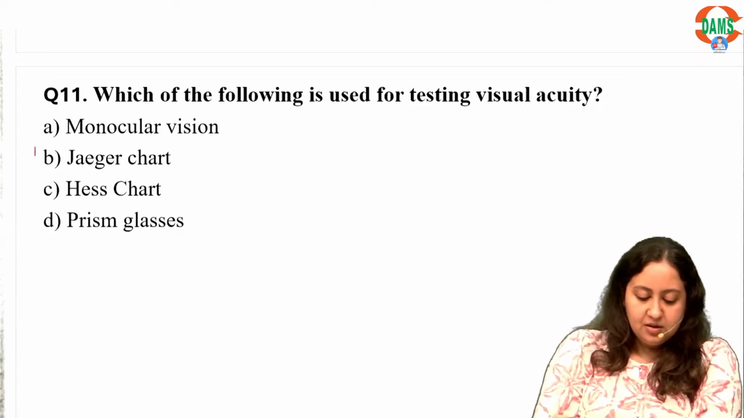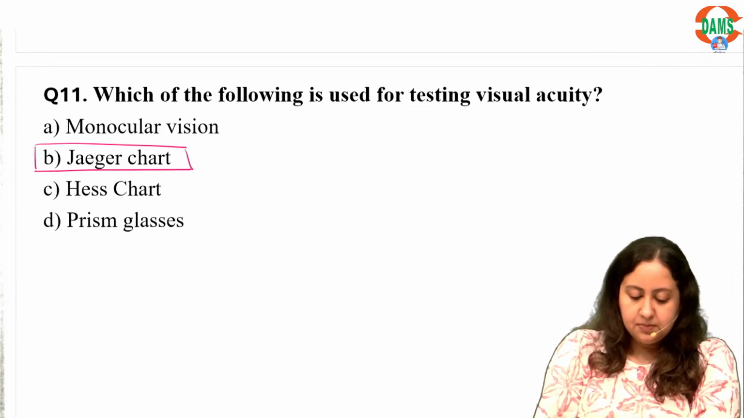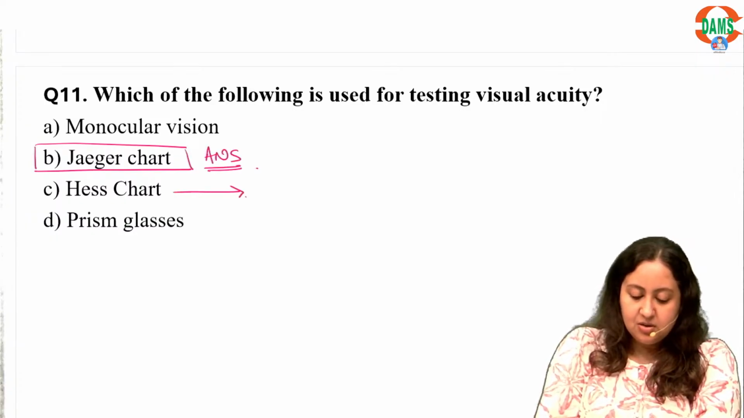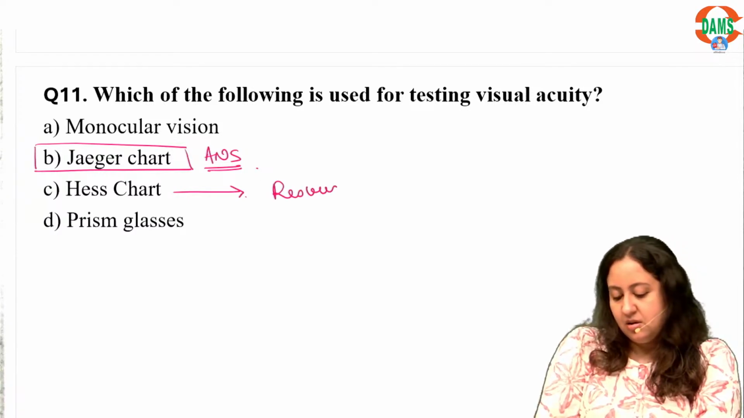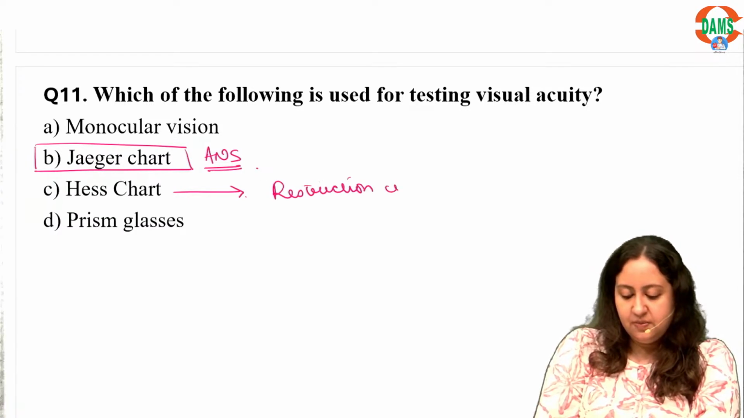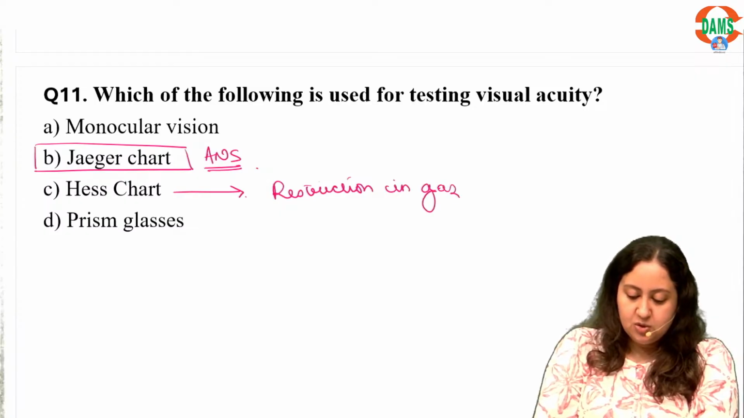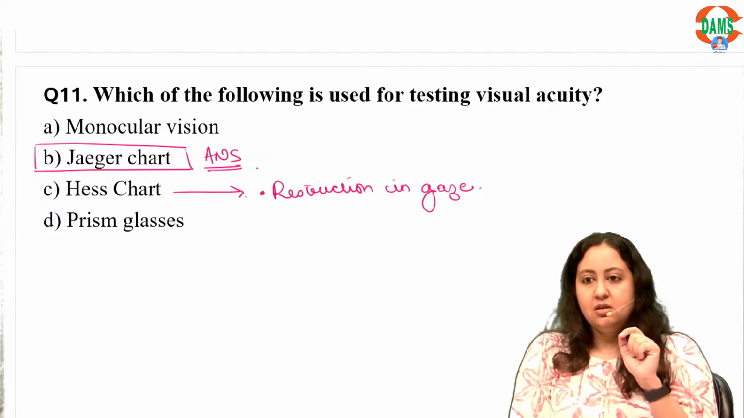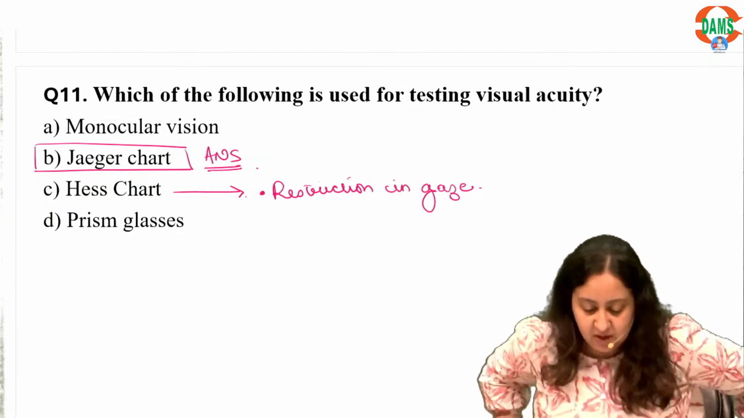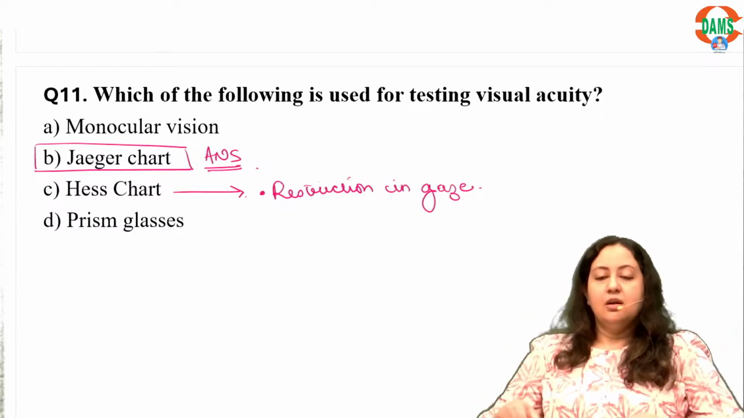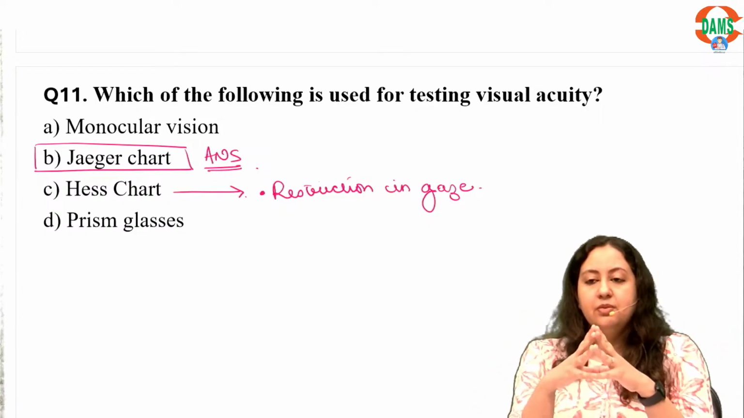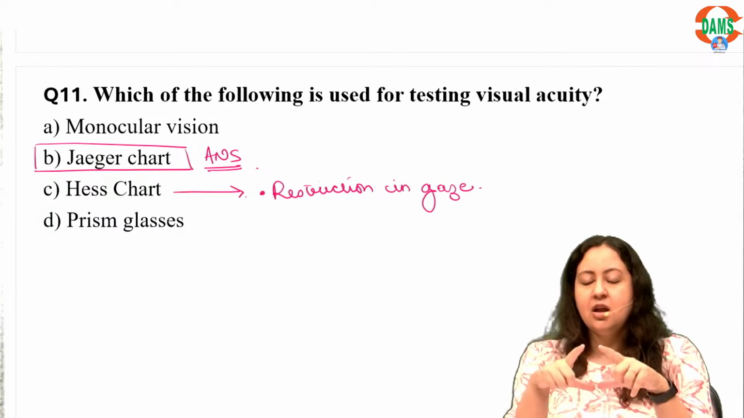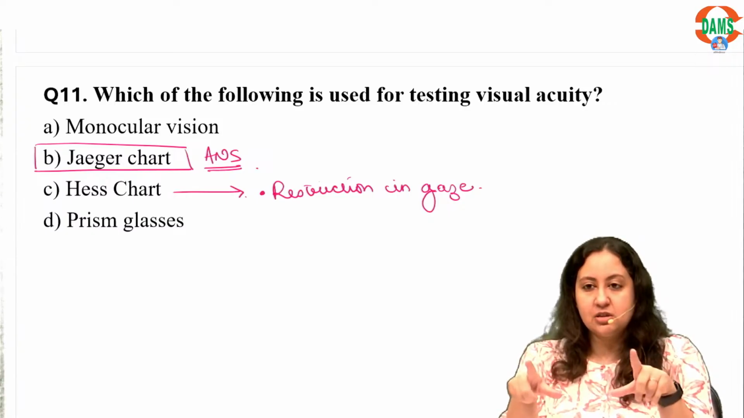Okay, so the answer here is Jagger's chart. Okay, Hess chart is to determine restriction in gaze. So I'll explain one by one. Your Hess chart. Okay, only 3 people are present. Okay. So your Hess chart is used to determine restriction in gazes. So Hess chart basically tests your vision in 9 directions.